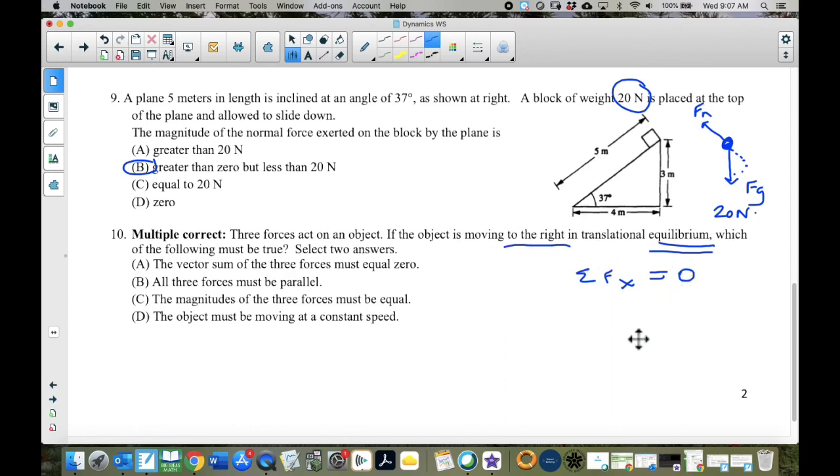The sum of the forces is equal to 0. So which must be true? The vector sum of the 3 forces must equal 0. All three forces must be parallel. The magnitudes of the three forces must be equal. The object must be moving at a constant speed. Well, it is a constant speed because it is in equilibrium and it is moving. And we just talked about that one a second ago. They have to add up to 0.